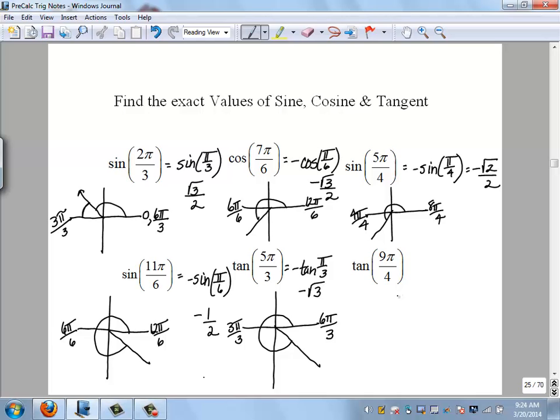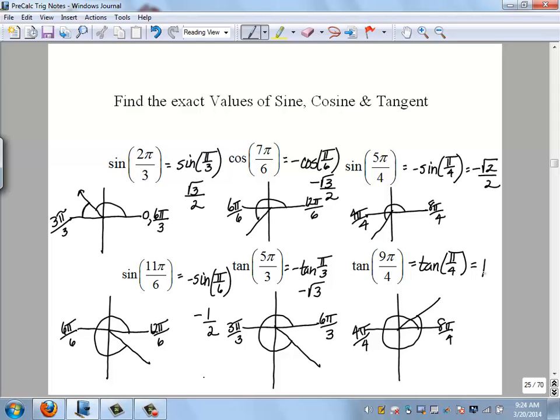9 pi over 4. Let's draw it, see where it ends up. This is 4 pi over 4, 8 pi over 4. Now this one's a little different because 9 pi over 4 goes all the way around and ends back up in quadrant 1, which is still pi over 4. And tangent's positive in quadrant 1, so it's going to be the tangent of pi over 4, which we know as 1. Now I quickly kind of went through that.